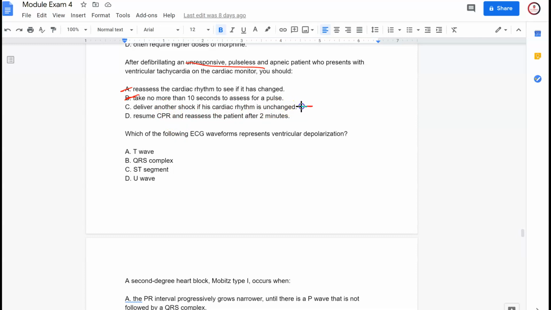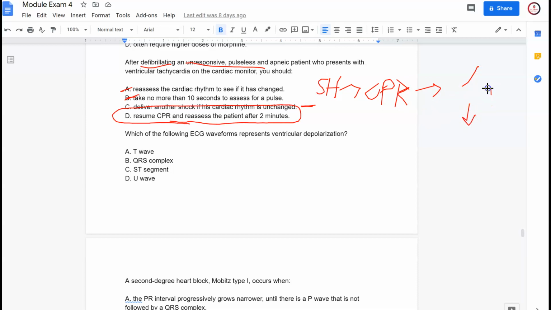I mean, you should be shocking it, but you should be resuming CPR after you've shocked, right? You defibrillated, right? You shock, and then you do CPR, and then you see if it got better or worse, and then you can shock again. There are rules that we follow.